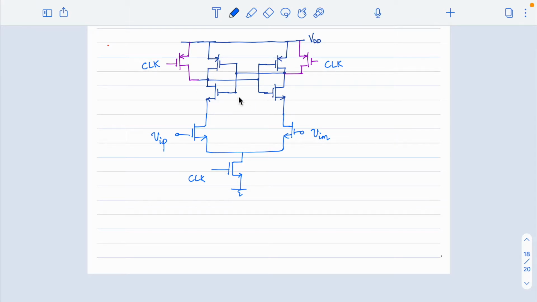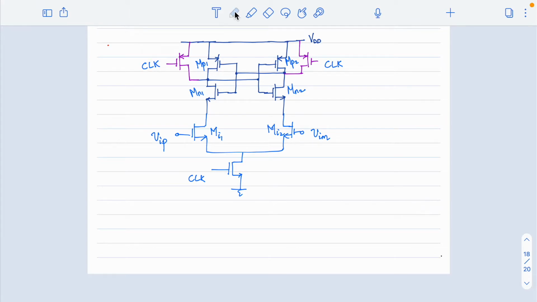Now these four transistors form the back-to-back inverters. So let me name this as MP1, this is MP2, MN1, and this is MN2. That forms the PMOS and NMOS of the inverter. Now this is the input transistor pair, so I'll mark it as MI1 and MI2. All right.